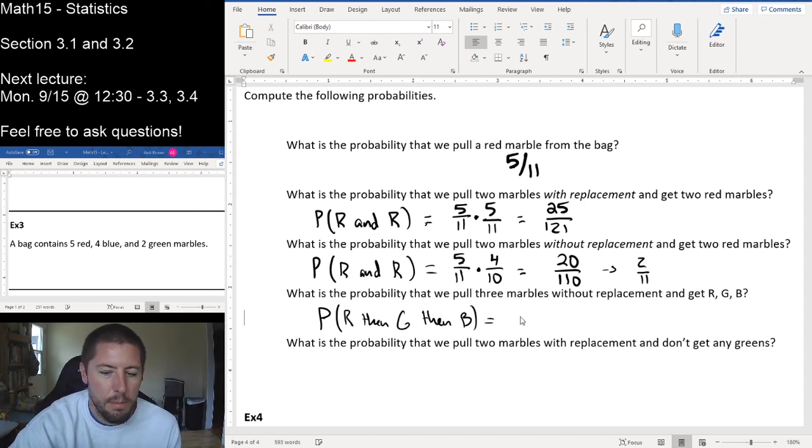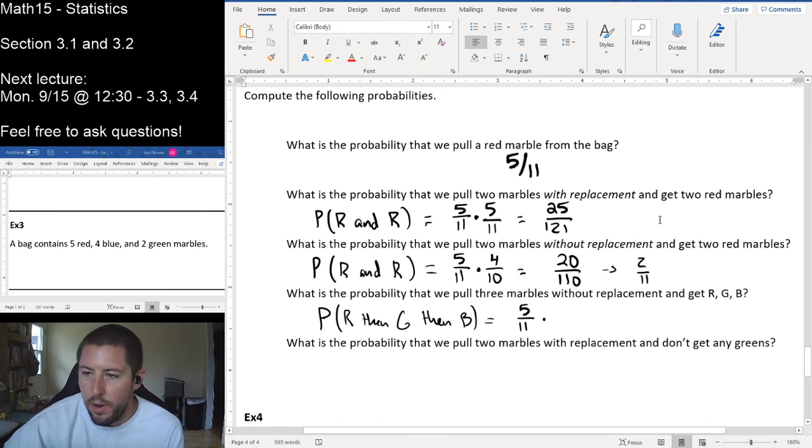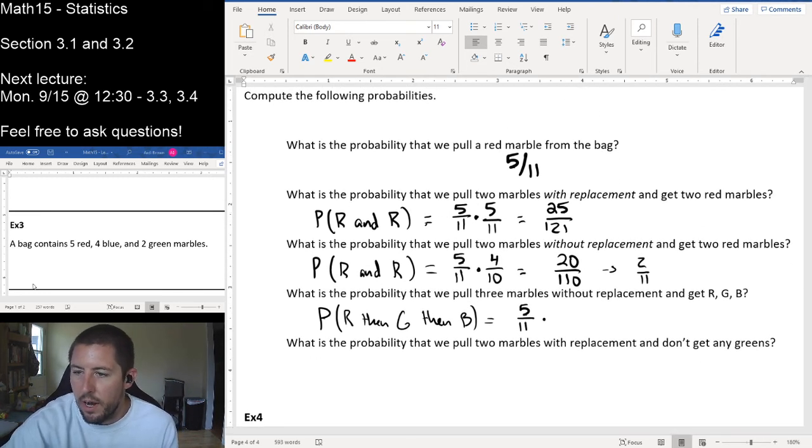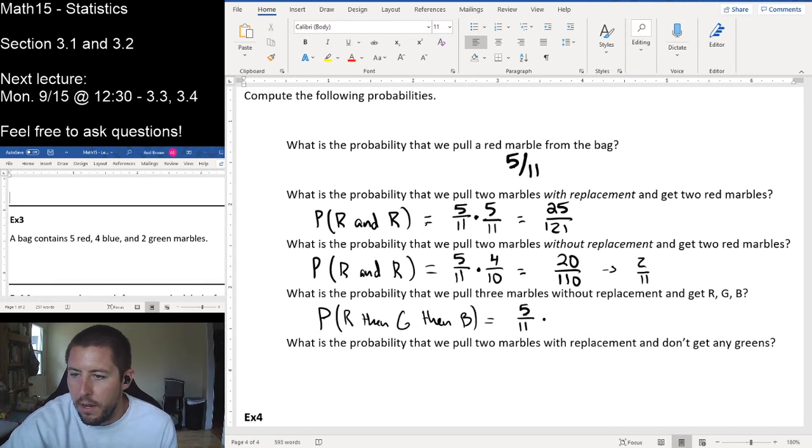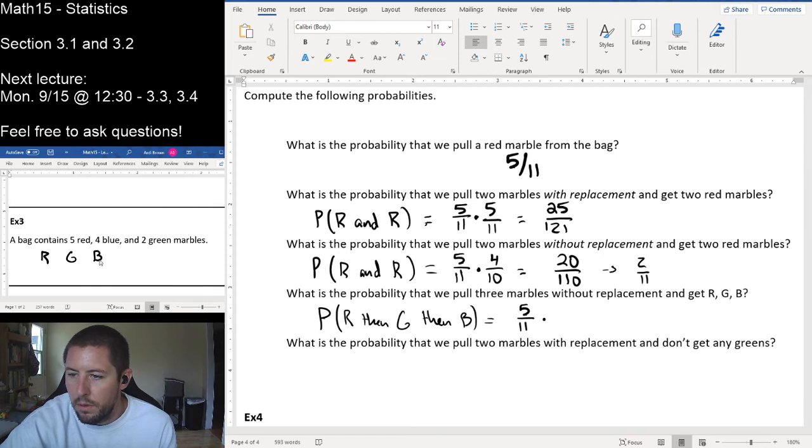So my first marble, I'm going to pull the red. I know that 5 out of 11 of the marbles are going to be red in the bag. But now I'm not putting them back in, right? So now, maybe what I should notate here is where I'm at so far. I've got my red, green, blue. I'm starting with 5, 4, and 2 there, right?